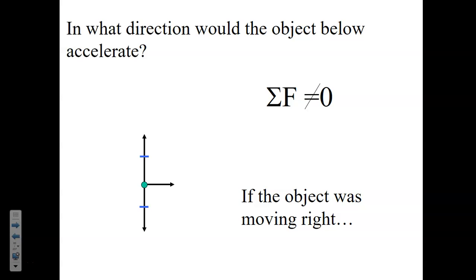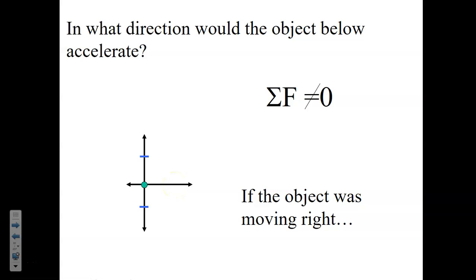Okay, so here we've got another example. The up and down forces cancel in this case. The sum of the forces in the y direction equals 0, but the forces in the x direction don't cancel, and we have a positive force in the x direction to the right. So if this object was traveling to the right and it had this free body diagram, what would be happening to its speed? It would be speeding up, since the net force is to the right and it's moving to the right.